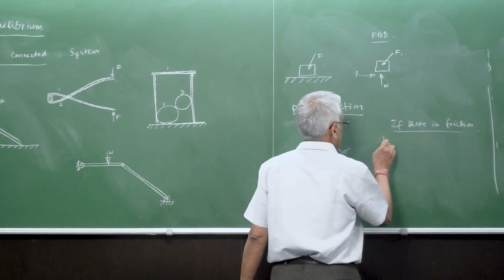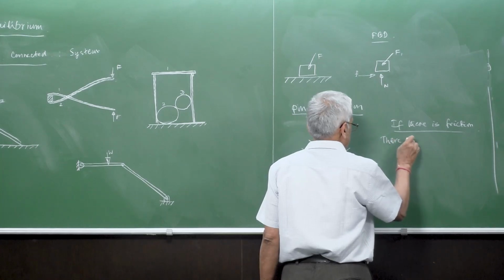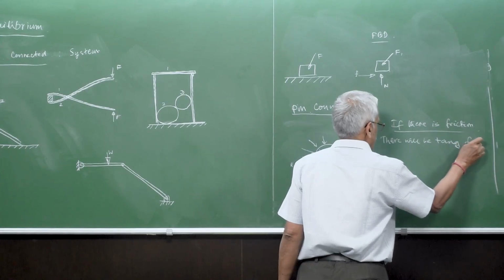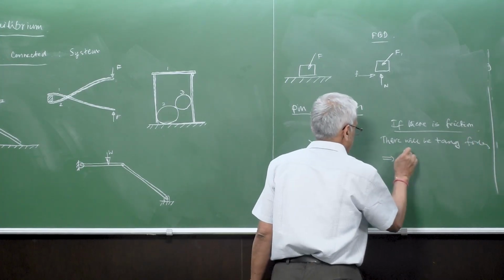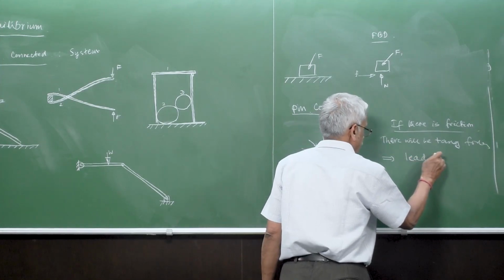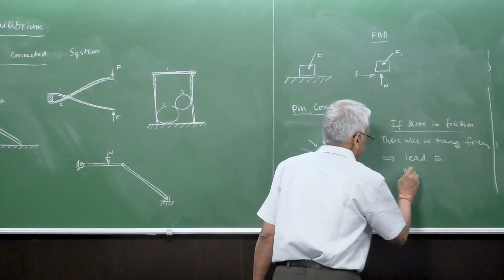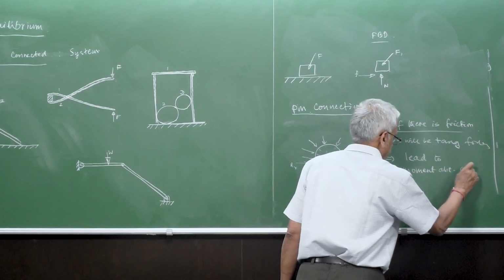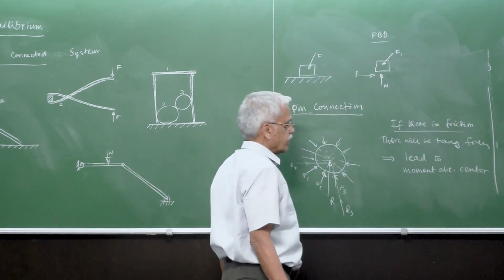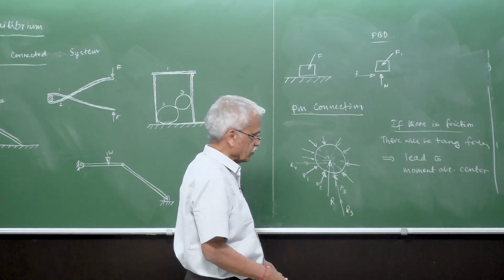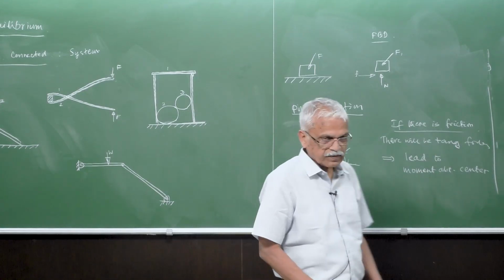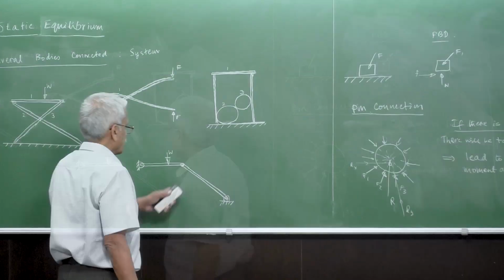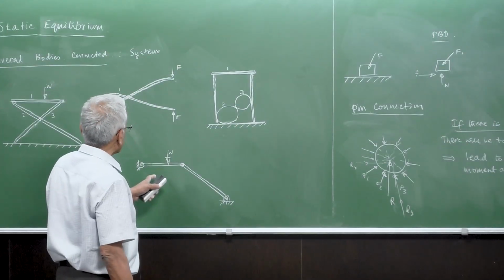So if there is friction, there will be tangential forces, which will lead to a moment. If you take the moment about the center, then if you have friction, in addition to this Rx and Ry, you will also have a moment acting at the center.